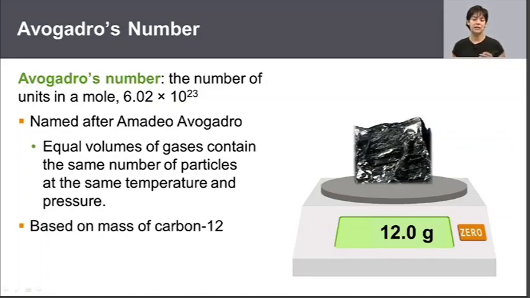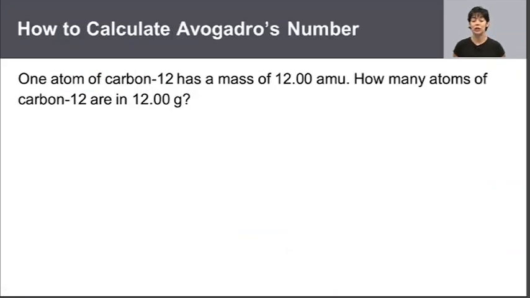And what he did is he calculated this, determining the number of atoms in 12 grams of carbon-12. Remember that carbon-12 is the most common stable type of isotope in carbon. So let's look at the calculation he used. How to calculate Avogadro's number. 1 atom of carbon-12 has a mass of 12.00 atomic mass units, AMU. So how many atoms of carbon-12 are in 12 grams?